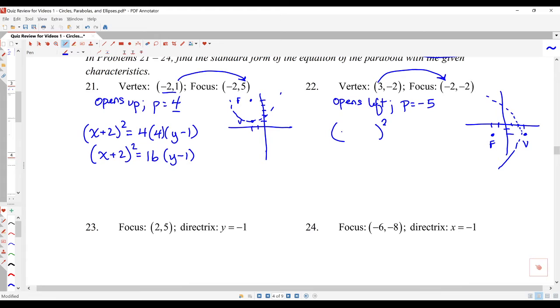So because it opens left, it's y first, and here's where the mistakes are made. Be very careful. This is the y coordinate, so I need to go y minus -2 on the left-hand side equals 4 times p times x minus 3. So (y + 2) squared equals -20 times (x - 3).